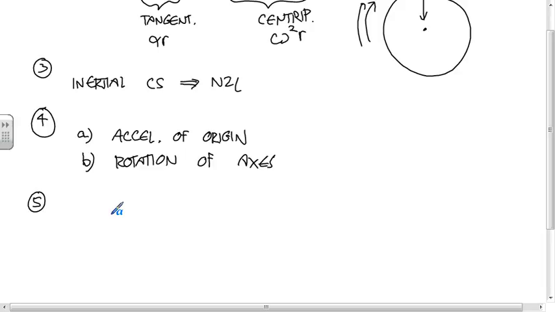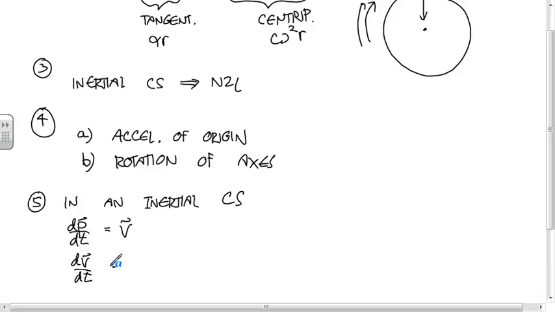In an inertial coordinate system, dp/dt is equal to v, and dv/dt is equal to a. Okay, so that's always true. If your measurements are in an inertial coordinate system and you have p or v represented in terms of time, you don't have to do anything fancy to get the other variables.